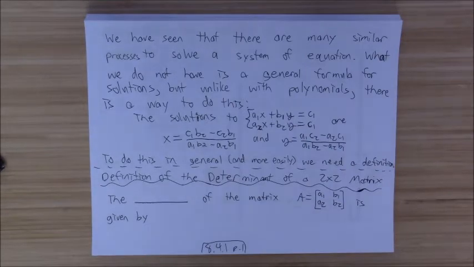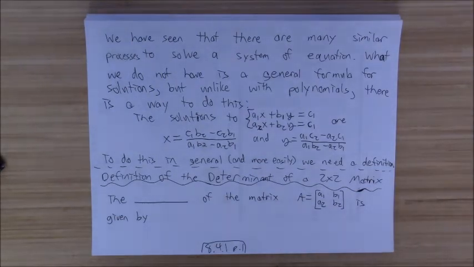So we have seen that there are many similar processes to solve a system of equations. What we don't have, which is interesting, is some sort of a general formula for solutions. And we saw this with polynomials, right? With polynomial factorization, there wasn't really a good general way to factor everything. There wasn't a general formula. But unlike in that scenario, there actually is a formula for solving in general.